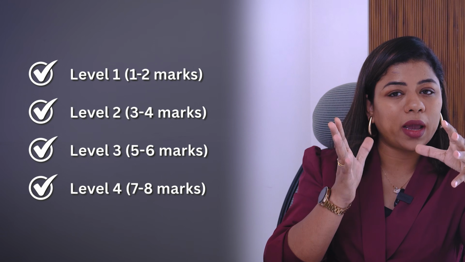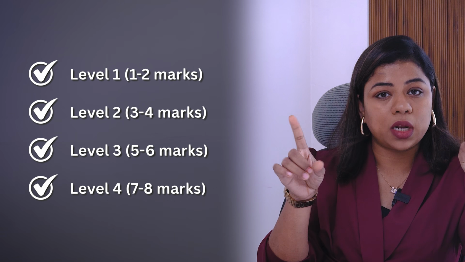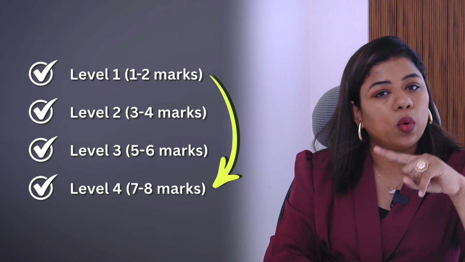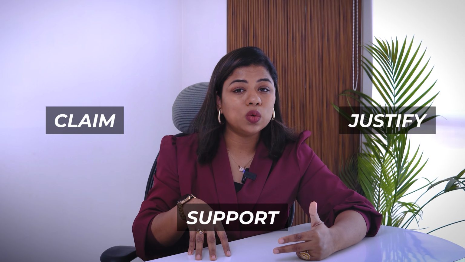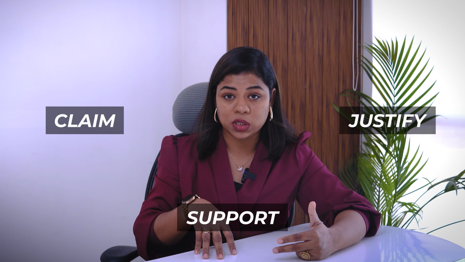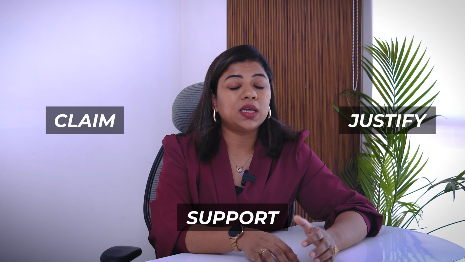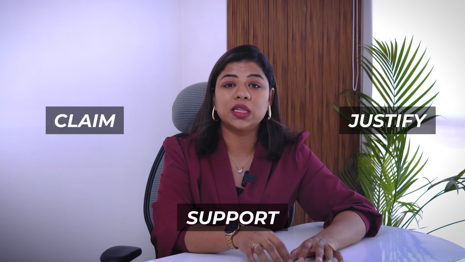Now, Priya was stuck at Level 1 because she was stating opinions and not building arguments. The jump to Level 4 requires 3 specific elements working together. I call it the Cambridge justification formula for Level 4 responses. One, claim: state your chosen cause clearly. Two, justify: explain why it's the most significant, using comparisons or impact reasoning. Three, support: use specific evidence from both sources to prove your justification. Here's how Priya transformed her answer using this formula.